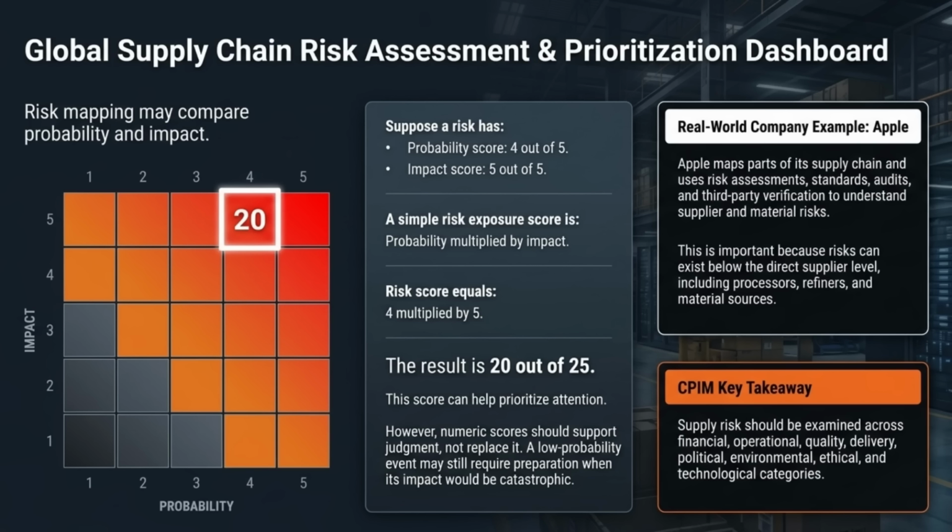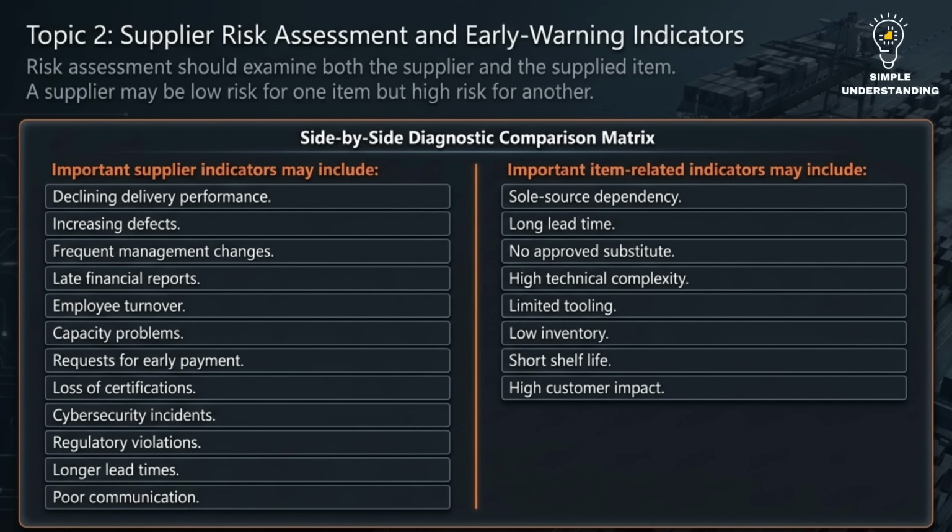This is important because risks can exist below the direct supplier level, including processors, refiners, and material sources. CPIM key takeaway. Supply risk should be examined across financial, operational, quality, delivery, political, environmental, ethical, and technological categories. Topic 2. Supplier risk assessment and early warning indicators.